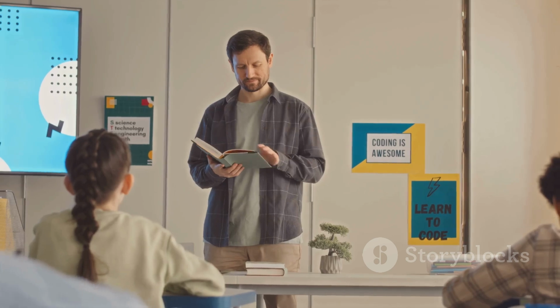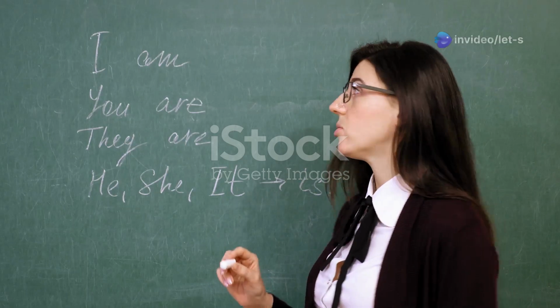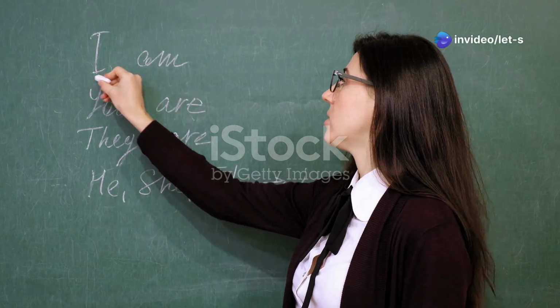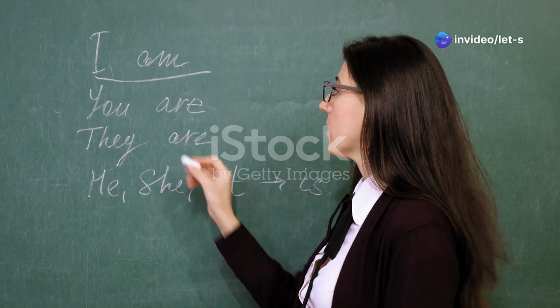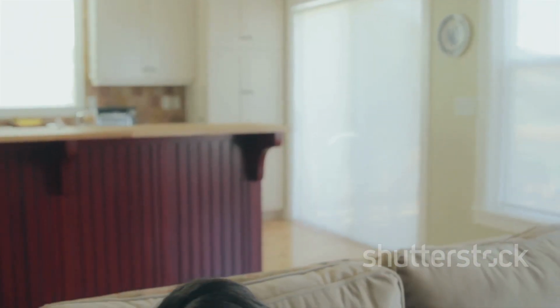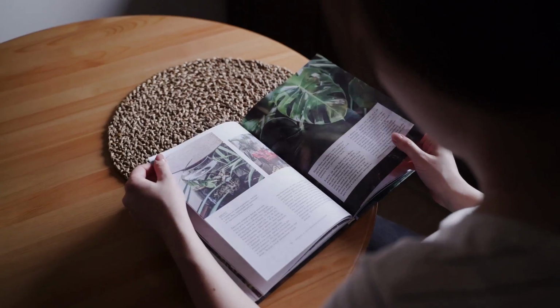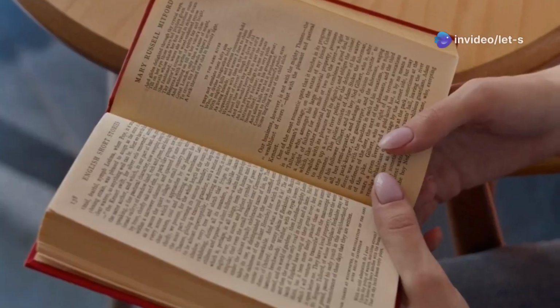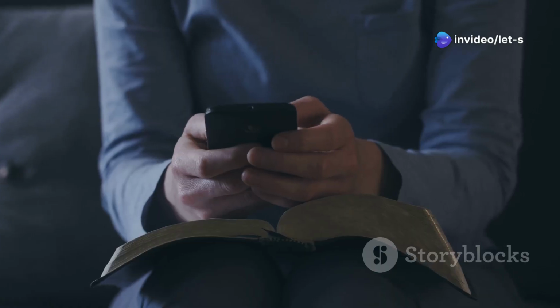Section 4. Interrupted actions. Another important use of the past continuous tense is to describe an action that was in progress when another action interrupted it. For example, I was reading a book when the phone rang. In this sentence, the action of reading a book was in progress when the action of the phone ringing interrupted it.